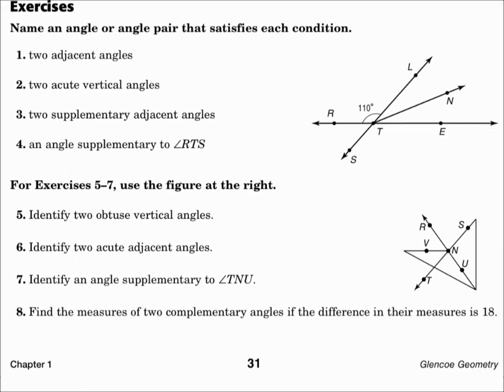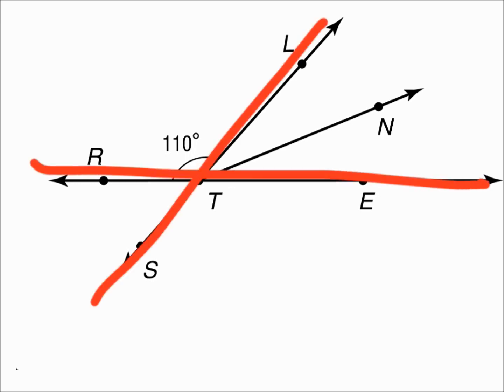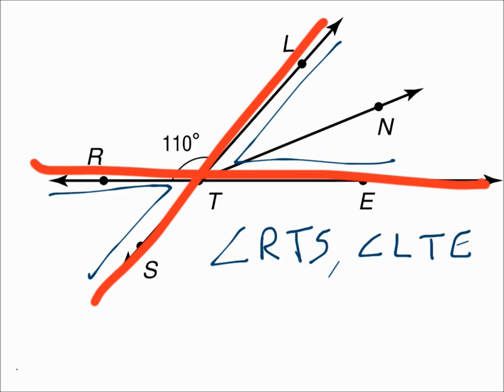Number 2. Two acute vertical angles. Remember, vertical angles are formed by intersecting lines, and it looks like they make a bow tie. These two lines intersect, giving you these vertical angles, angle RTS and angle LTE. They look like a bow tie. So those two angles are acute vertical angles.